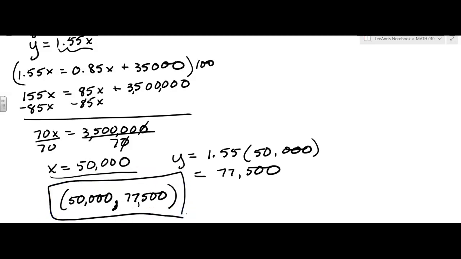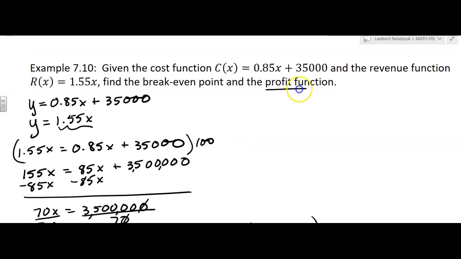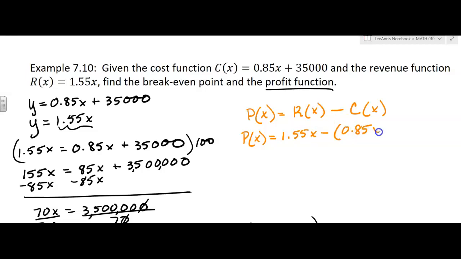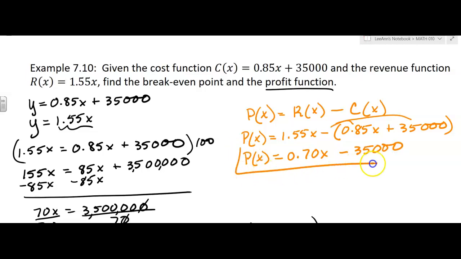And then I think they want to know the profit function. So let me go back up. The profit function is going to be the revenue function minus the cost function. So we're going to have 1.55X minus that cost function. And so you'll have to distribute the minus sign, and you're going to get 0.70X minus 35,000. That will be the profit function.